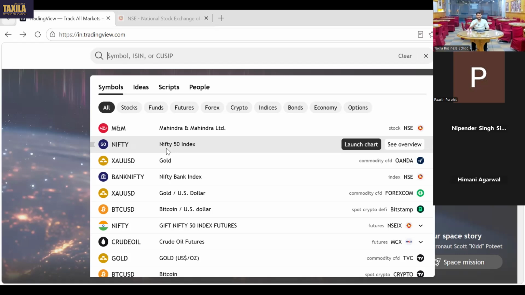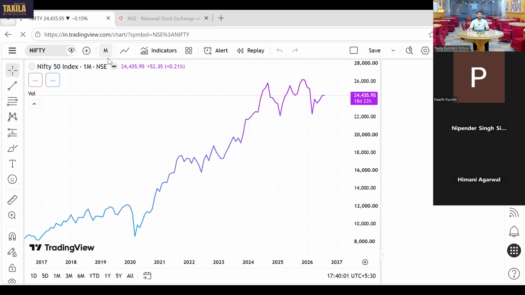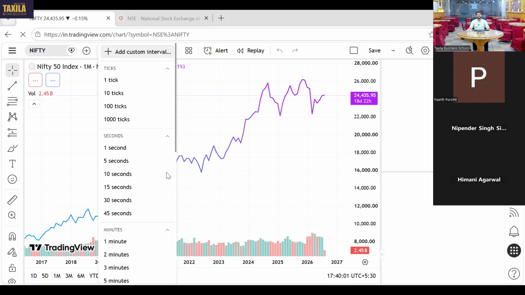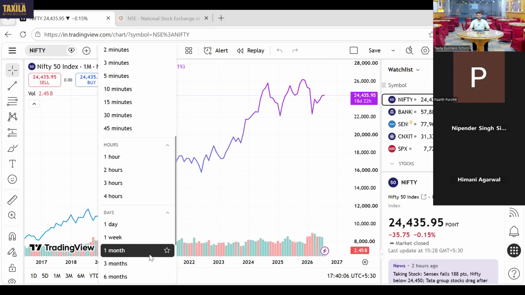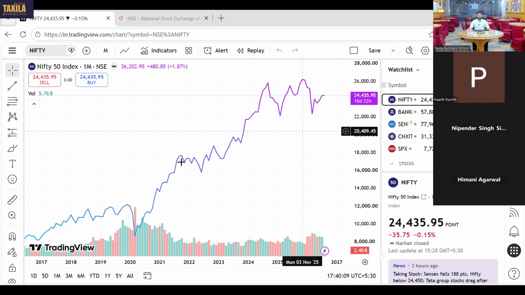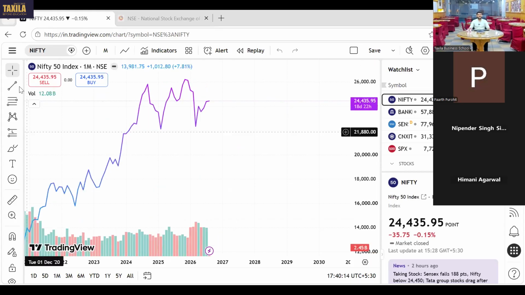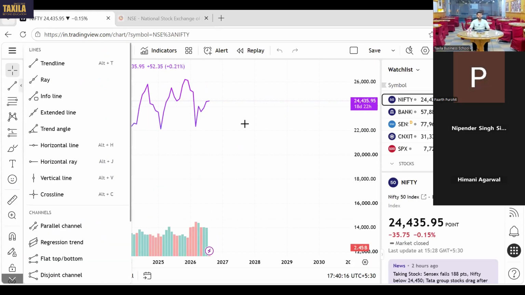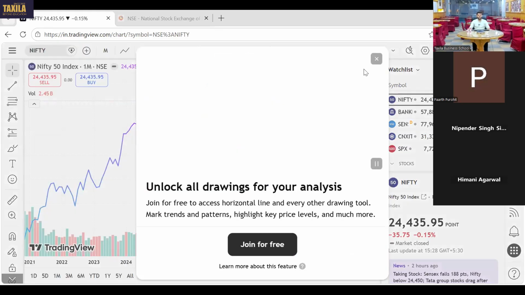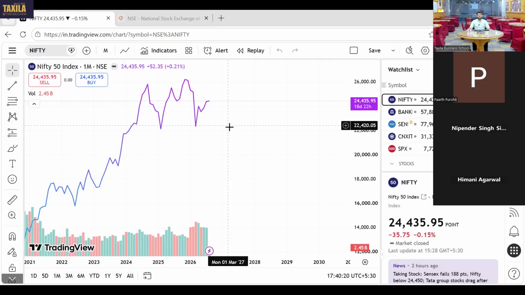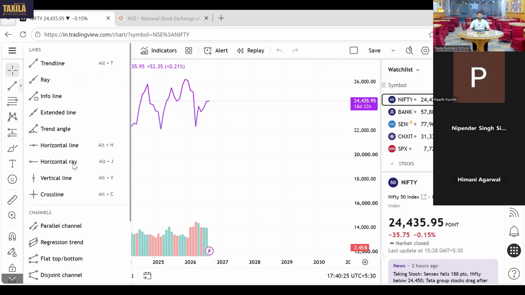So let me open the chart of Nifty 50. There are different time frames where you can watch the charts. So I am opening a time frame. See, the higher the time frame, the more accurate is the analysis. So I am just opening a monthly chart of the Nifty. In the monthly chart, if I draw two horizontal lines, one is this line. Let me draw some lines on this chart.